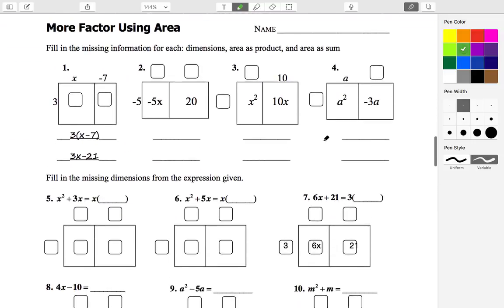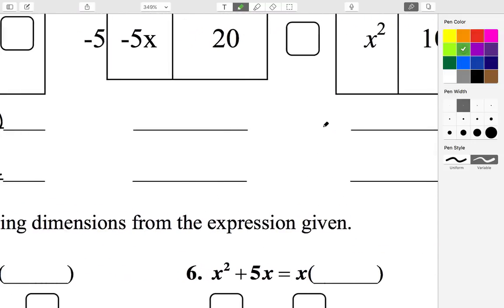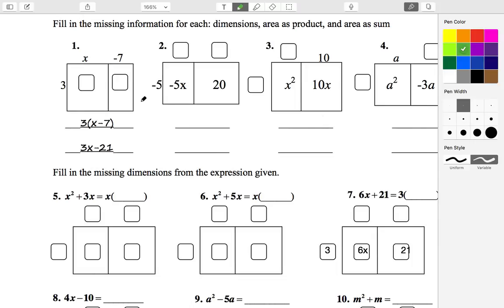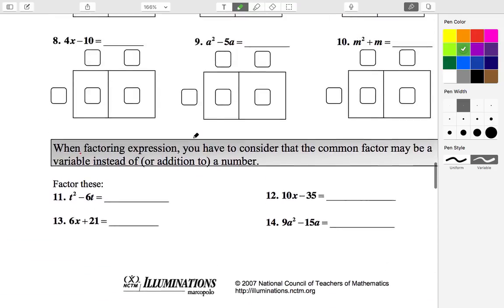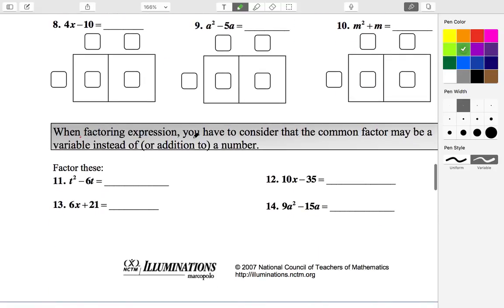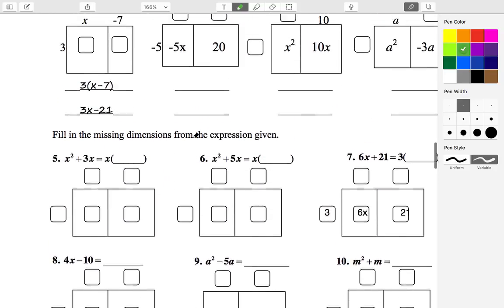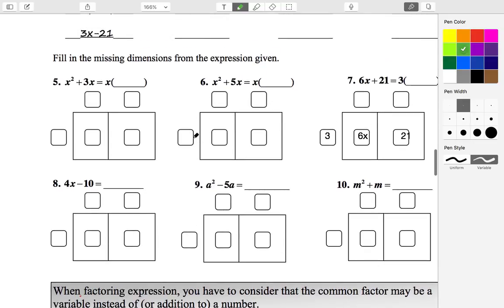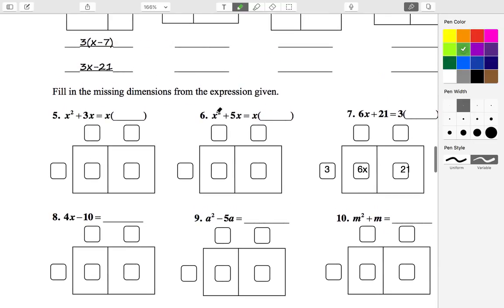All right, now the next one here is just more practice of the same thing. So I'm going to skip this page because it's exactly the same practice. Now when it gets to, let's see, some of the answers are a little bit harder because it has this squared. So let's do number 5.